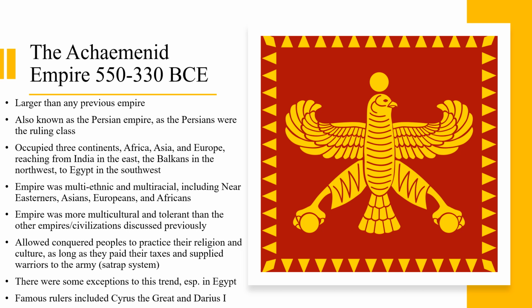The Achaemenid Empire spread over 3 continents, Africa, Asia, and Europe, reaching India in the east, the Balkans in Europe in the northwest, and then Egypt in the southwest.